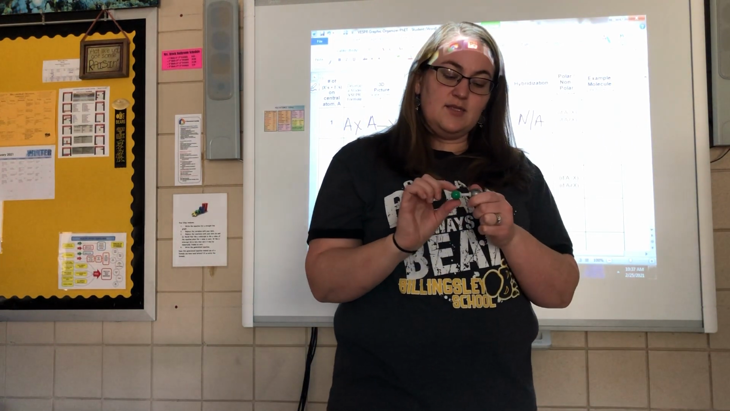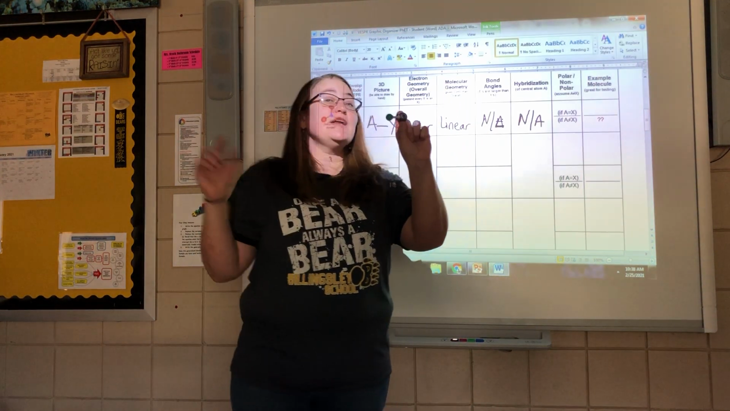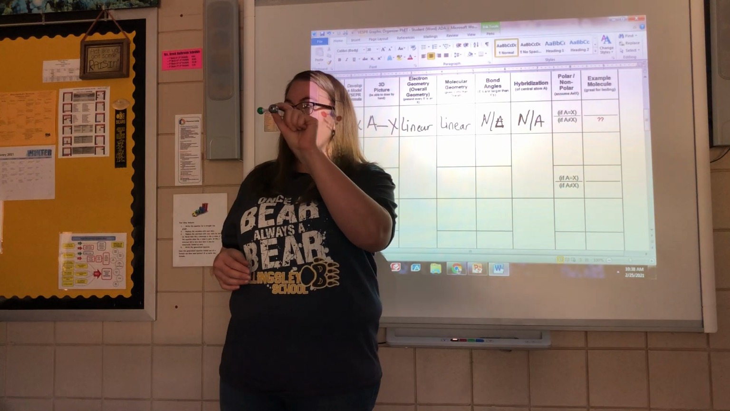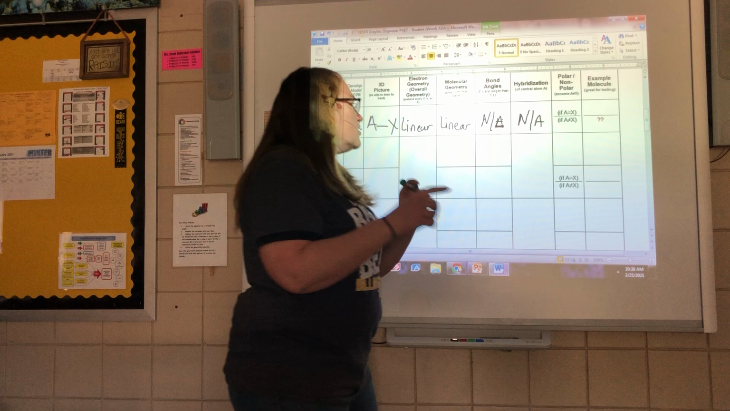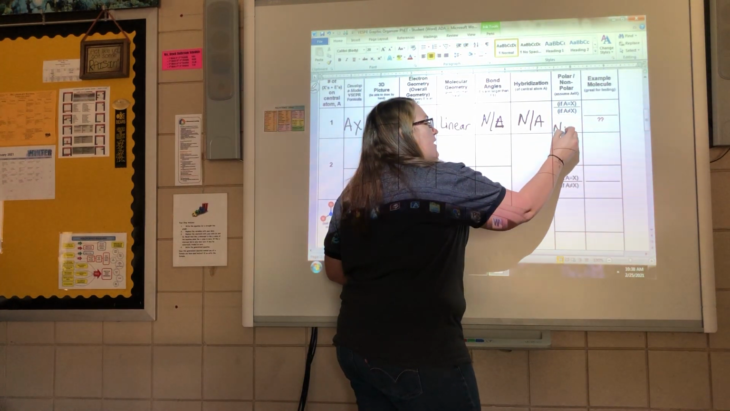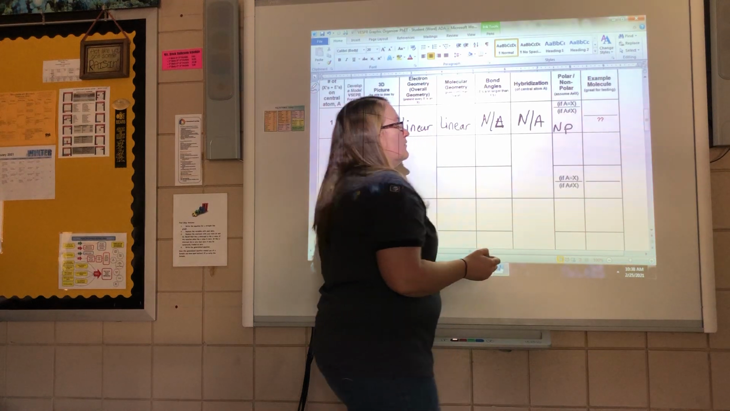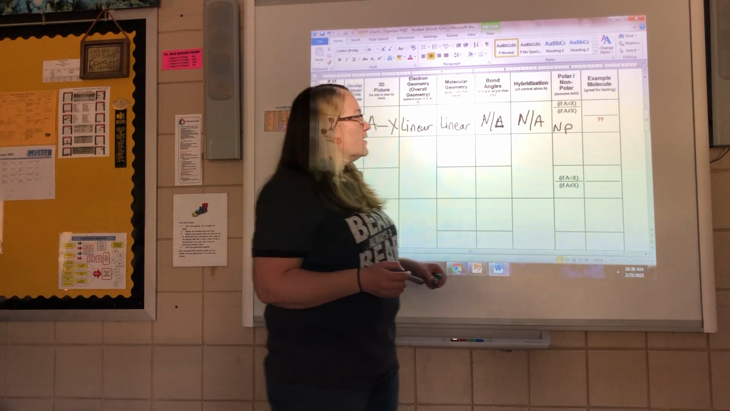Do you think that this would be polar or non-polar? Do you think the electrons are being shared equally, or no? No, you've got two different atoms. So if A is not equal to X, then it is non-polar. Y'all see how it shifted that? I don't know why I did that.